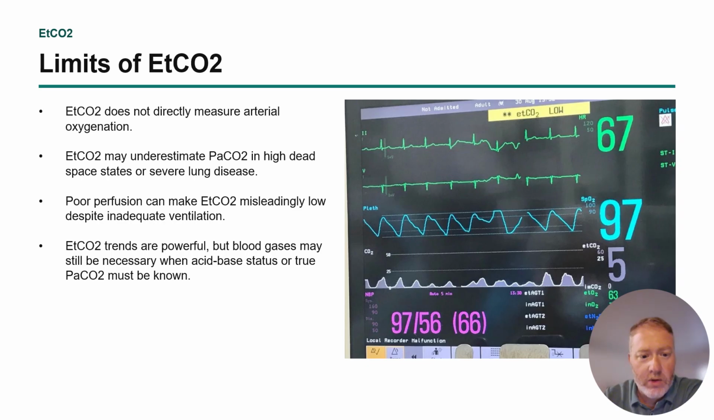So the trending is powerful, but blood gases are definitely still the go-to when you have any question on the patient's acid-base status or where you need to know their actual arterial CO2.